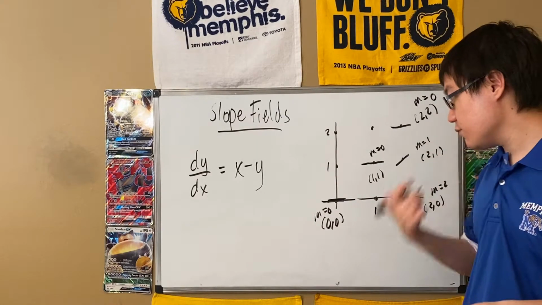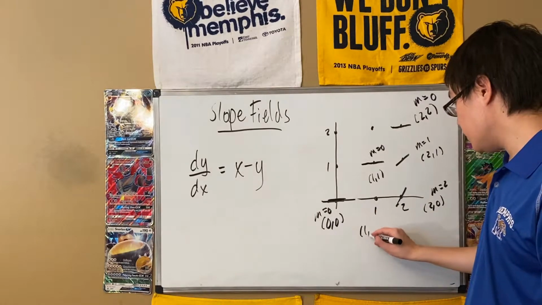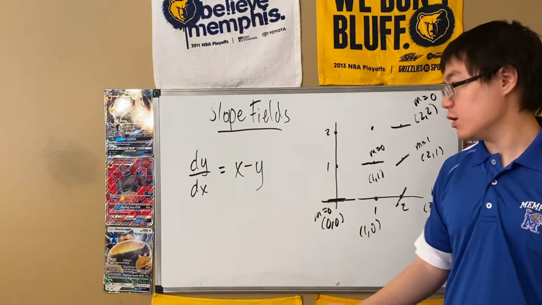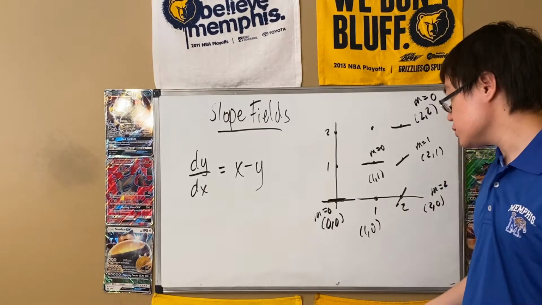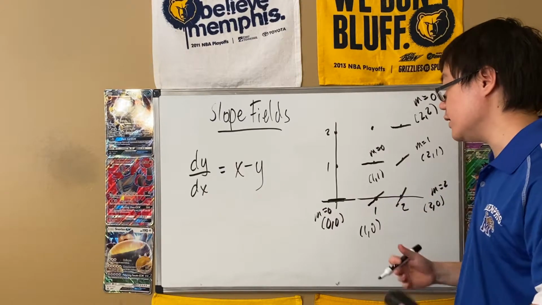So it looks like we're almost done with this question and it's not going to be too bad. This point is 1, 0. What's the slope at that? Well, we're going to plug in 1 and 0. 1 minus 0 is 1. So that's going to be slope 1, which looks like our little line segment.